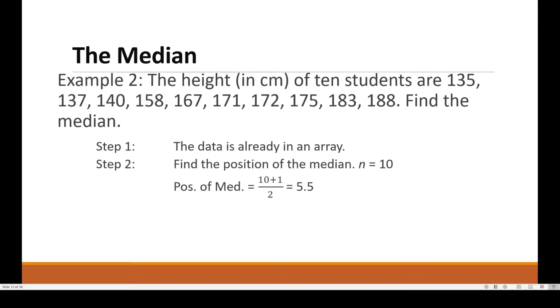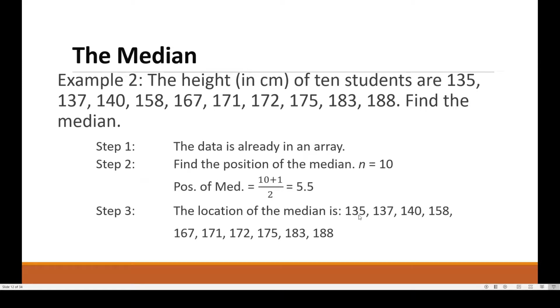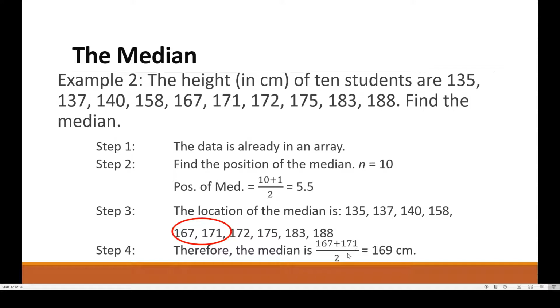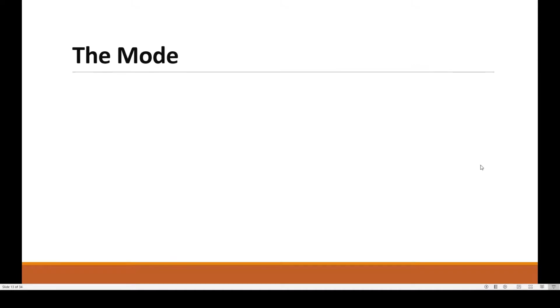5.5. It means that our median is in between the fifth element and the sixth element. If we count from left to right, 1, 2, 3, 4, 5, and 6, that means our median is between 167 and 171. Therefore, all you have to do is get the average of these two numbers. So (167 + 171) divided by 2 is 169 centimeters.